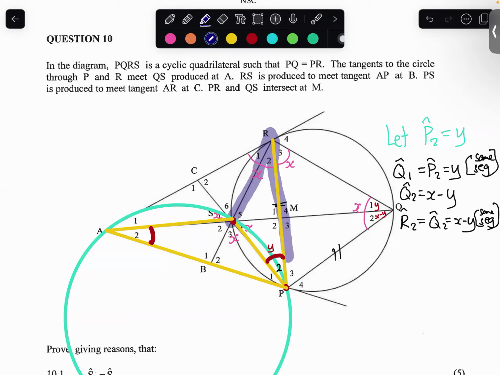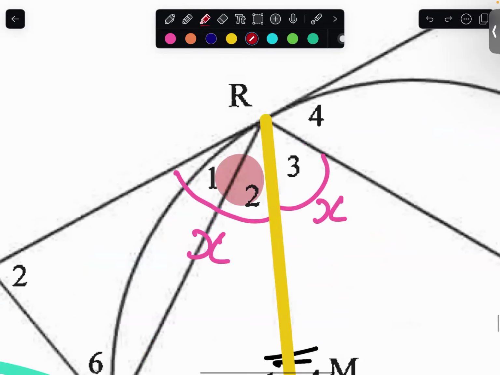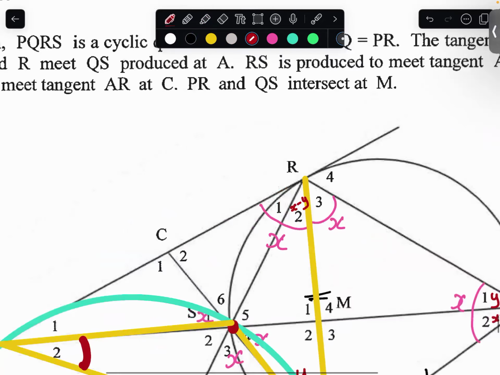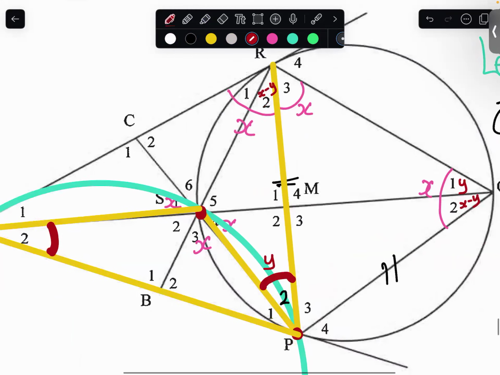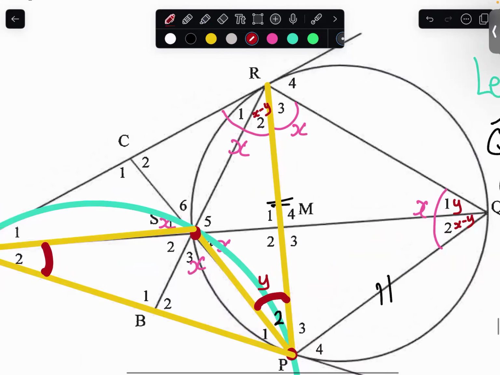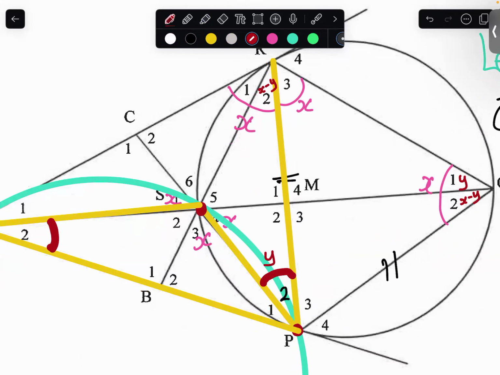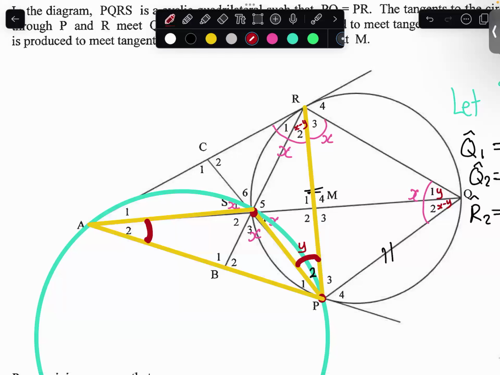So R2 and Q2, those two angles are equal because of the bow tie, right? So R2 is also equal to X minus Y. So I'm going to put in here that R2 is X. Oopsies. This is X minus Y. Okay. But then I'm also going to say that P1 is equal to R2. Let me just check that again. P1 is equal to X minus Y. Yes. Okay. Let me remove all of this for you in order to see that.